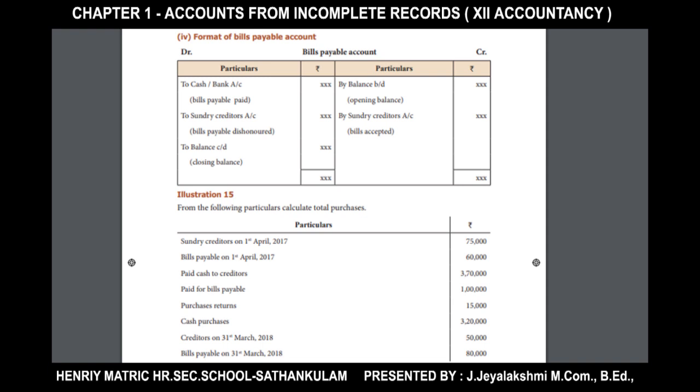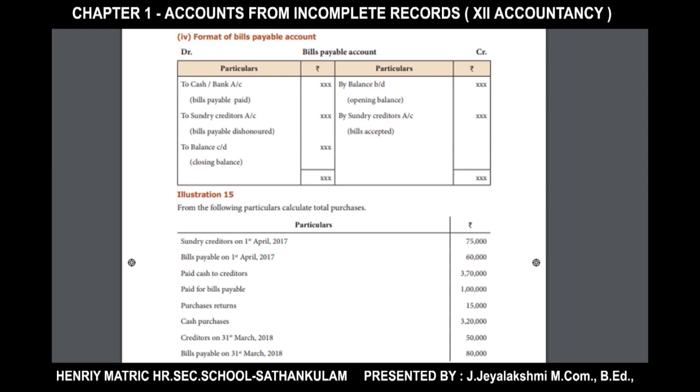Format of bills payable account. Why is this account prepared? Because we have to pay others what we were asked to pay, so we must know how much we are going to pay and how much remains. On the debit and credit sides, we take as usual. To cash or bank, if they paid bills payable, we have to consider. Next, to sundry creditors, we take only the dishonoured bills payable. Next, closing balance, we take as balance carried down. By balance brought down, we take only the opening balance. By sundry creditors account, bills accepted. Then we tally each side. If you know the format, we can do the sum. So students, please don't forget the format.